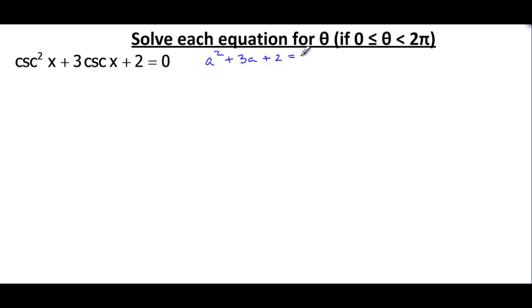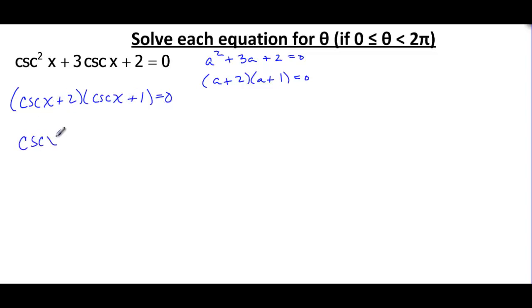So hopefully it's a little bit easier here to see that this can factor to a plus 2 and a plus 1. And that's what I'm going to do here, but instead of a, it was cosecant. So cosecant of x plus 2, cosecant of x plus 1. And again, if you can't see factoring with all the trig functions, I always suggest using a's and b's to make it a little bit easier. So again, I have two things multiplied equal to 0, so I can use the zero product property, which means I'm going to set my first term, or grouping of terms, equal to 0, and then do the same for my second.